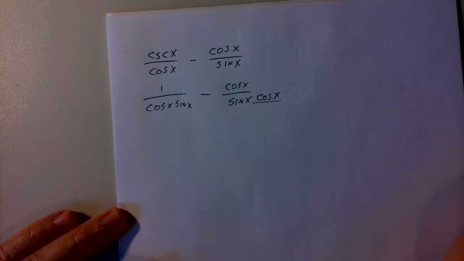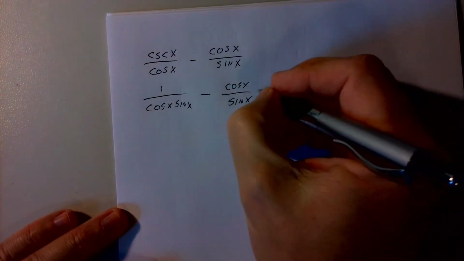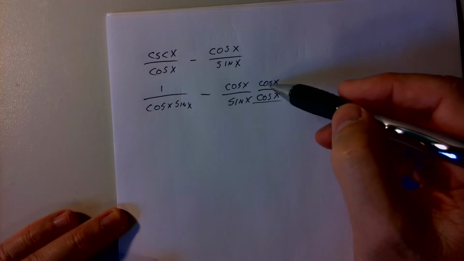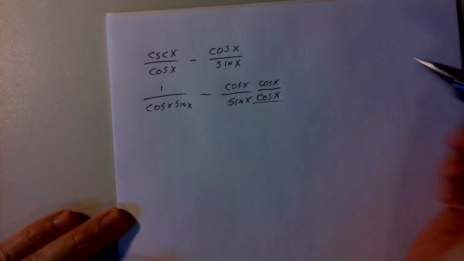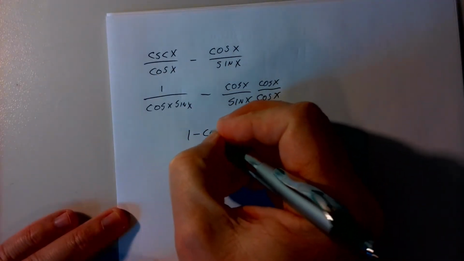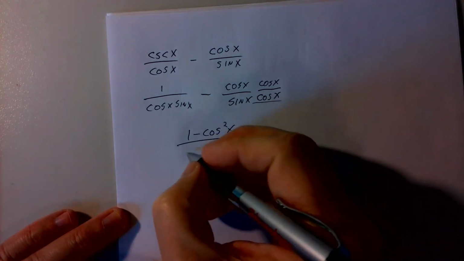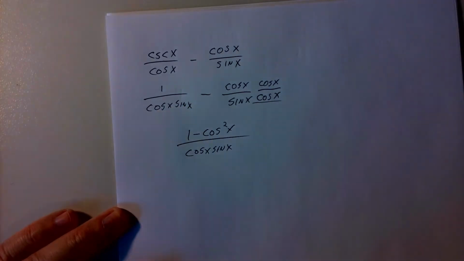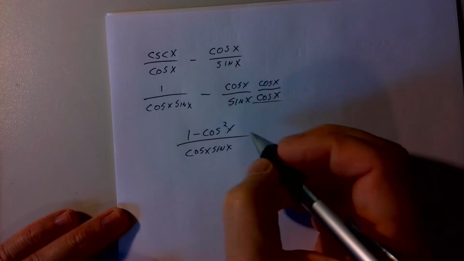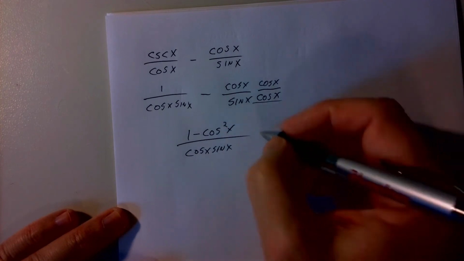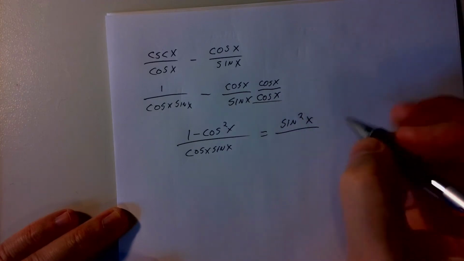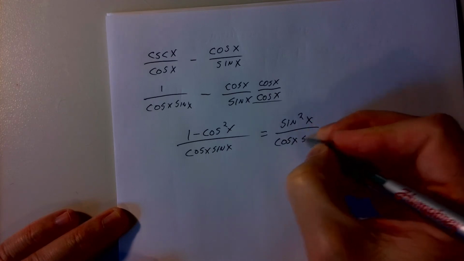So let's just randomly throw a cosine x down there. And some of you are going, Mr. Bellis, you can't just randomly throw something in a denominator. And I go, of course not. But if I put a cosine x upstairs also, then I've really just multiplied this fraction by 1, cosine x over cosine x is 1. So now, my new numerator across the board here is 1 minus cosine squared x, and my new denominator is cosine x sine x, because they have the same thing. Okay, so now, 1 minus cosine squared x, I think that's sine squared x, right? We just showed that on the Pythagorean identities, over cosine x sine x.